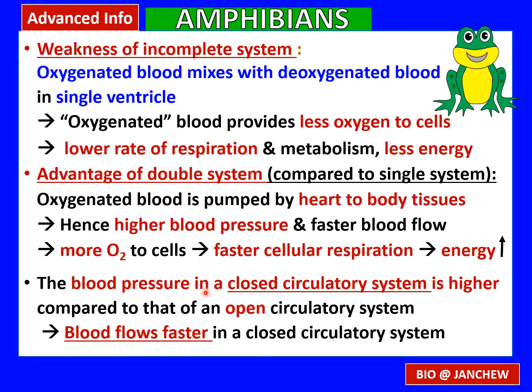Another advantage is that the frog has a closed circulatory system as compared to the open circulatory system in an insect. So the blood pressure in a closed circulatory system is higher compared to that of an open circulatory system. And blood flows faster in the closed circulatory system to provide oxygen at a higher rate to the body cells.